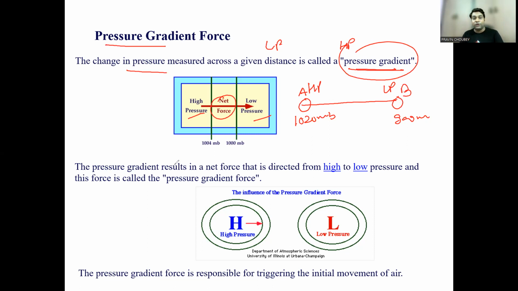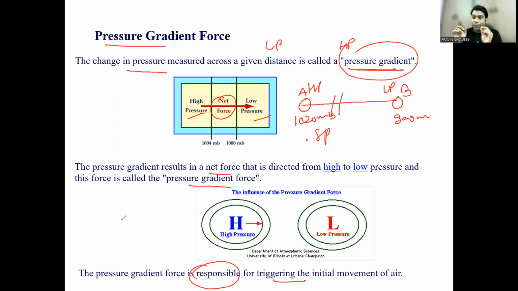Now what is this pressure gradient force? The pressure gradient results in a net force that is directed from high to low pressure, and this force is called the pressure gradient force. Now remember one thing: this pressure gradient force is responsible for the movement of air. If the change in pressure happens at a faster rate, the speed of the wind will be higher. If the pressure gradient force is low, it means the pressure is not changing from A to B at a higher rate, which causes the wind to blow at a slower rate. The pressure gradient force is responsible for triggering the initial movement of air.